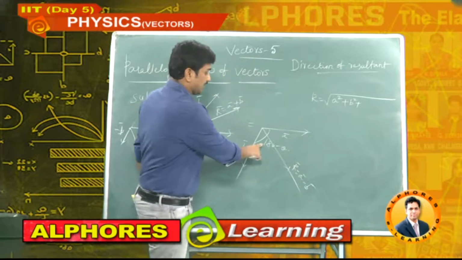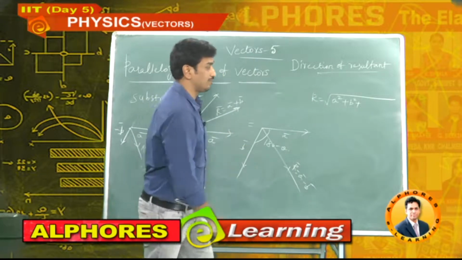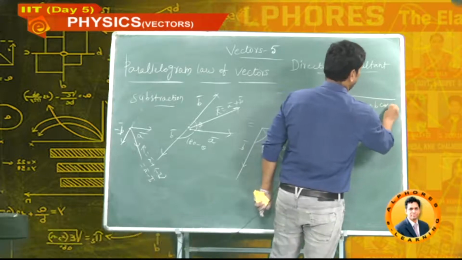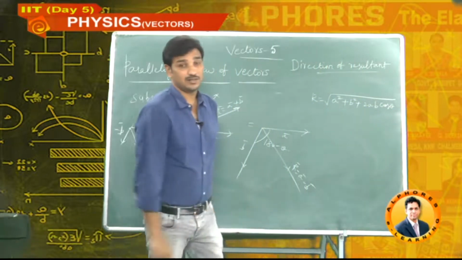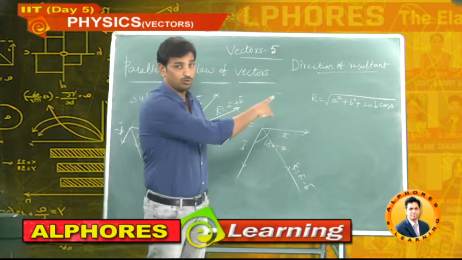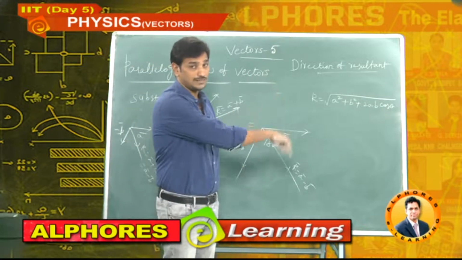If the angle is theta, what is the formula? Root of a square plus b square plus 2ab cos theta. This is the formula. If the angle between two vectors is theta, then the resultant vector is under root of a square plus b square plus 2ab cos theta.